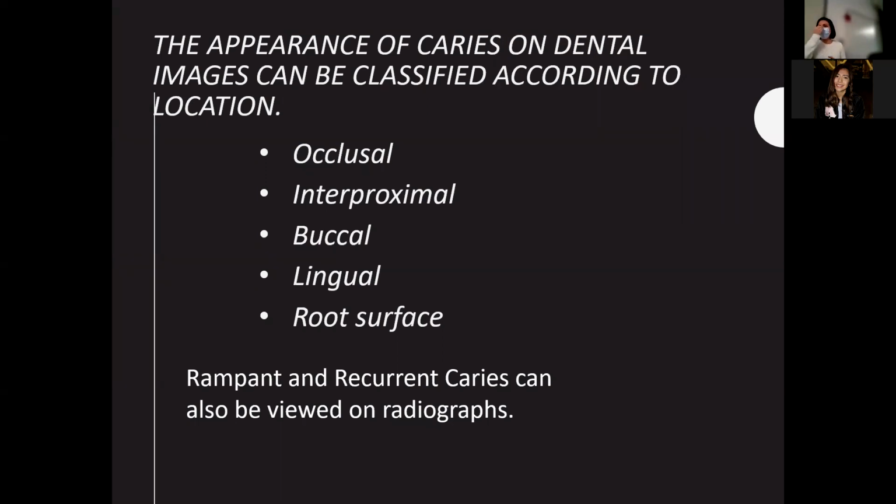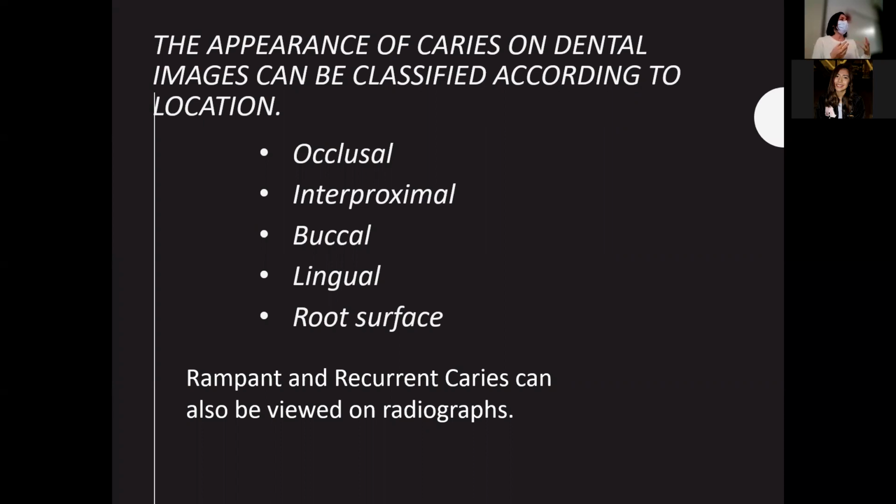So the appearance of caries on dental images can be classified by their location. We're going to think about the part of the tooth where the cavity is. So it's going to be the occlusal, or the chewing surface, the interproximal, side by side with another tooth, the buccal, so the front smooth surface, buccal pits. It's not going to be just on a smooth surface. It would have to have a buccal pit. Some of your teeth have buccal pits, some of them don't.